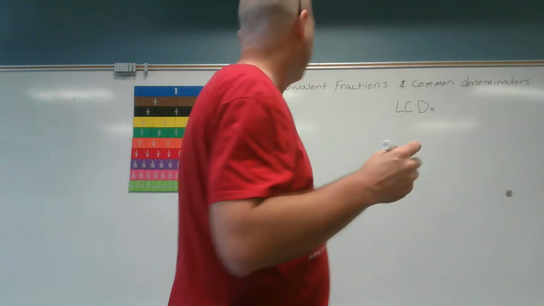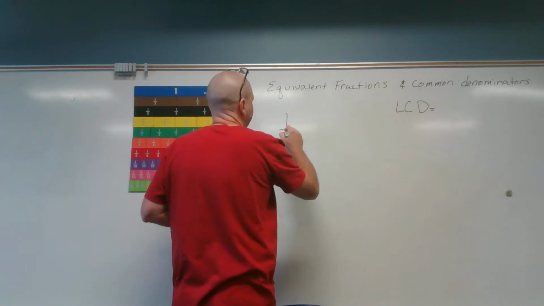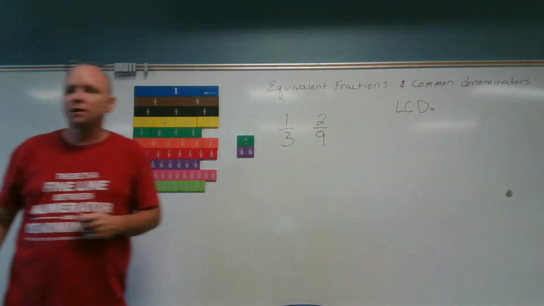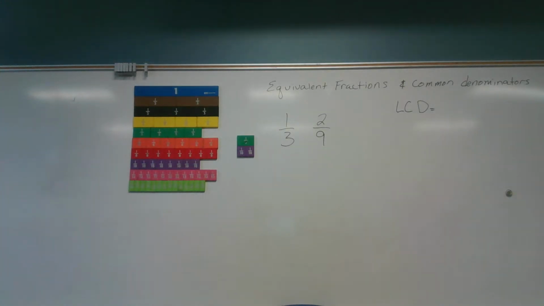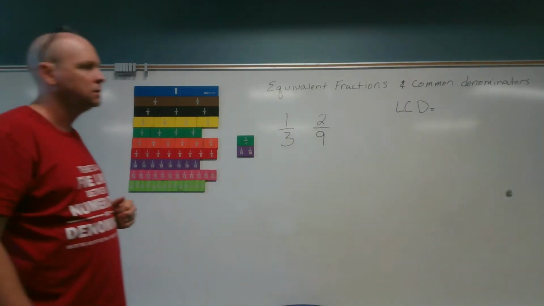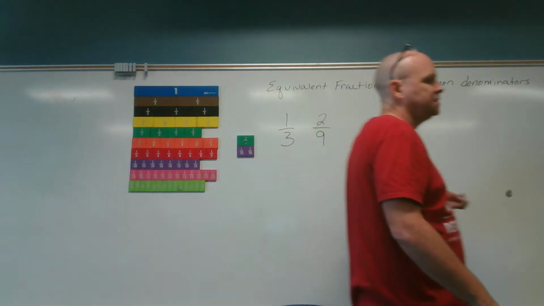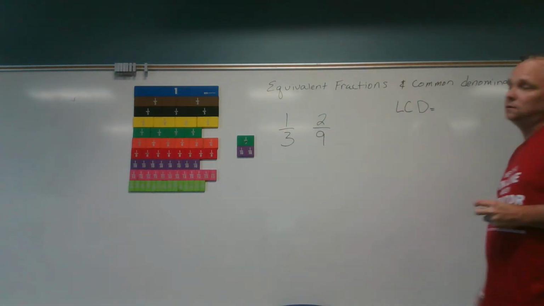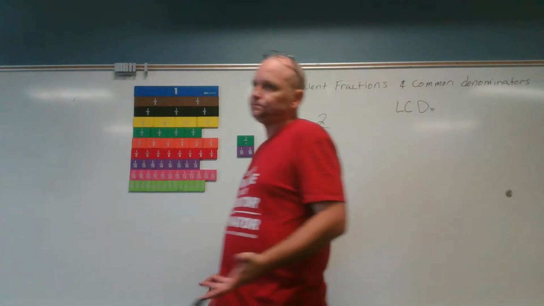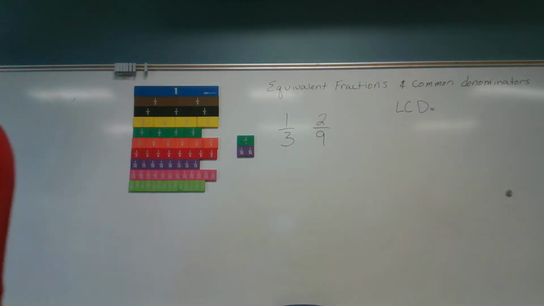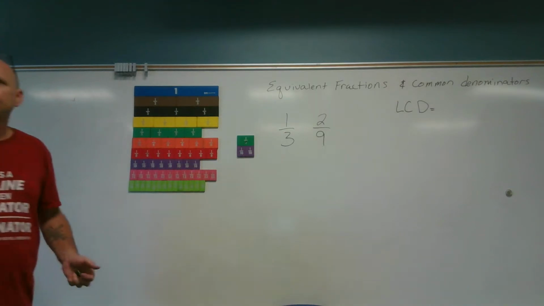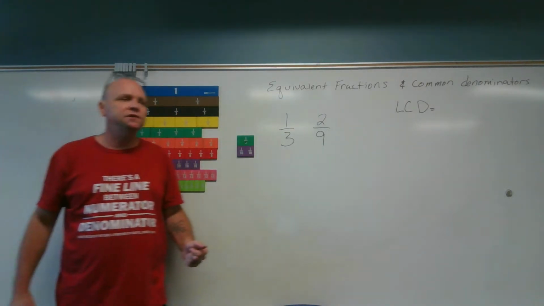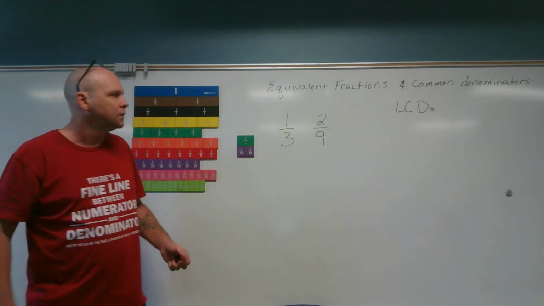We have 1/3 and 2/9. Again, this is easy because I can use my multiplication chart that you have in your journals. Or if you don't have one, you could write one. JJ, what are my denominators in this fraction? 3 and 9.